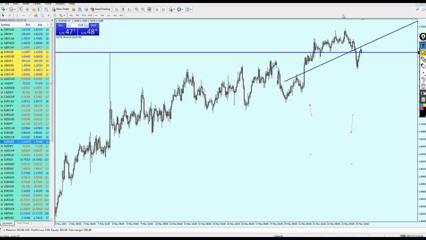Just see for yourself how accurate this style of trading is and how it can give you so many good results, especially very good entries. So guys, the next video hopefully will be a live trading using this method.